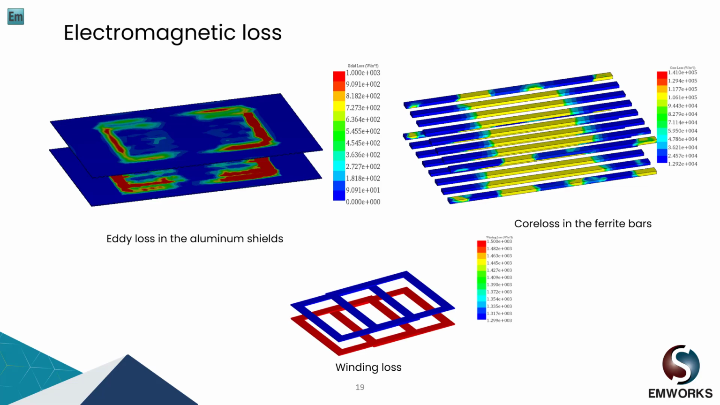Now another issue, which is the losses. The losses generated in our system are computed and investigated using EMS. So we run EMS analysis, then we can compute the eddy loss in the aluminum shields, the core loss in the bars, and the winding loss. These plots show the mentioned results generated by EMS.